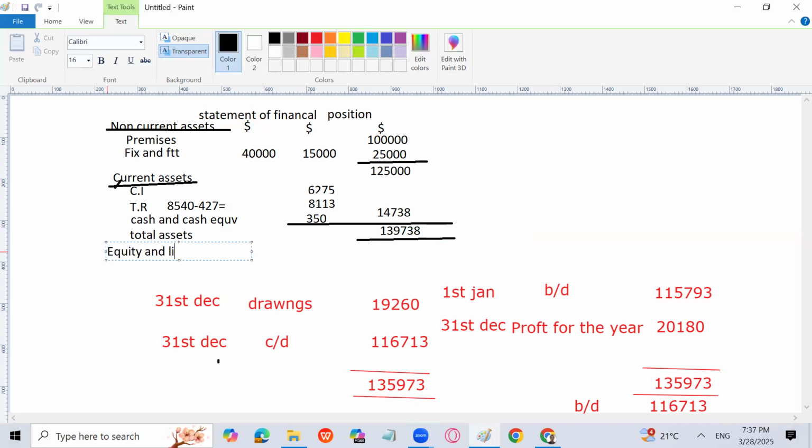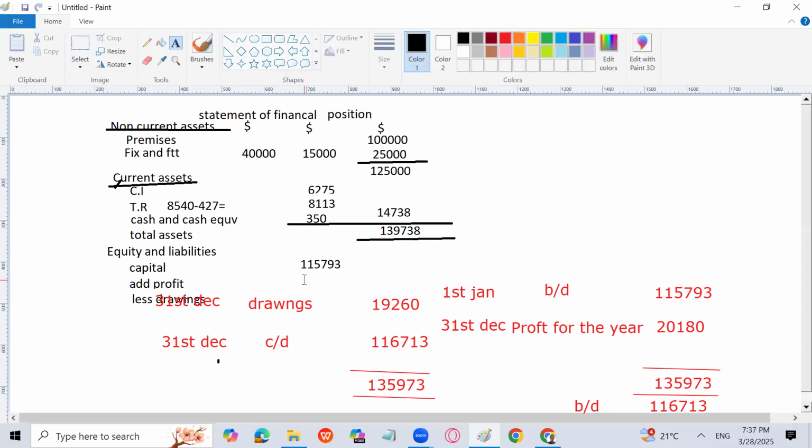Now I will go with the equity and liability section of the balance sheet, which can be known as capital and liabilities. One and the same thing. So I will start with capital, then add profit. This is how we used to do that. And then I will subtract drawings, and I will get the answer. So capital at the start, we have prepared the T account already, so you don't need to worry about that.